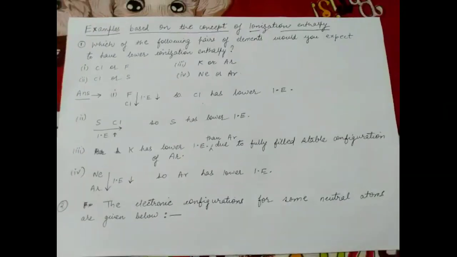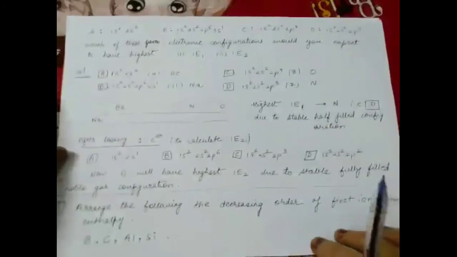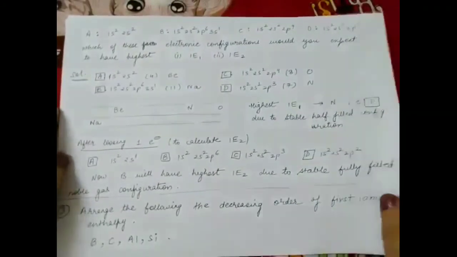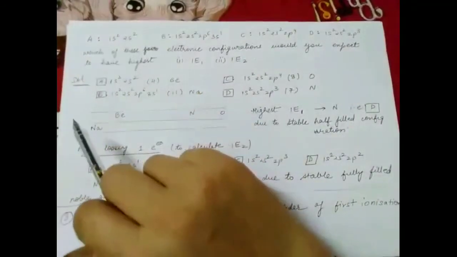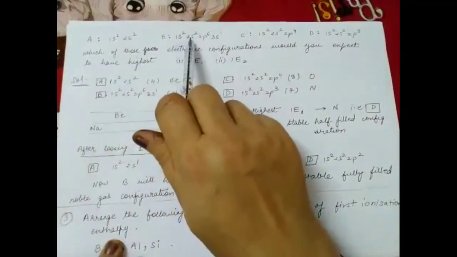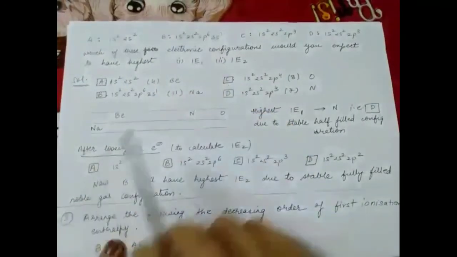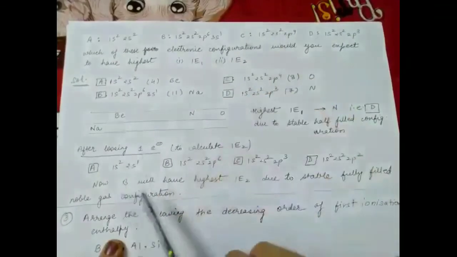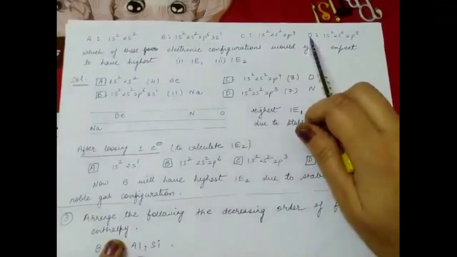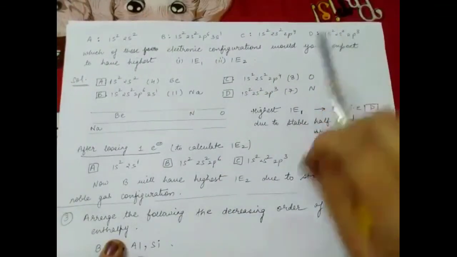Now the second example. The electronic configurations for some neutral atoms are given below. I am providing you some electronic configurations. The first element is A, the configuration is 1s2, 2s2. The second element is B, the configuration is 1s2, 2s2, 2p6, 3s1. The third element is C, the configuration is 1s2, 2s2, 2p4. And the fourth element is D, the configuration is 1s2, 2s2 and 2p3.